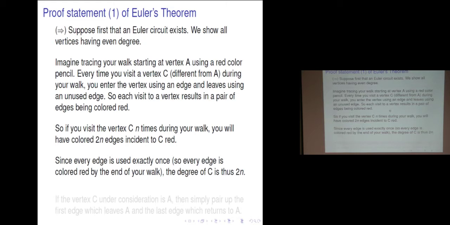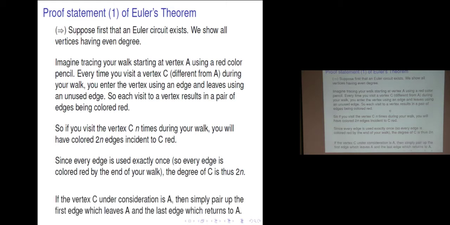Right? So it's even. Now you can apply the same logic to the starting point. The only exception is you leave at the first place and you return at the last place. So all others are the same. So that shows every degree has to be even. Right? Let me repeat. Essentially, it just says what goes in has to go out. So you pair them up, and therefore you can pair everything.